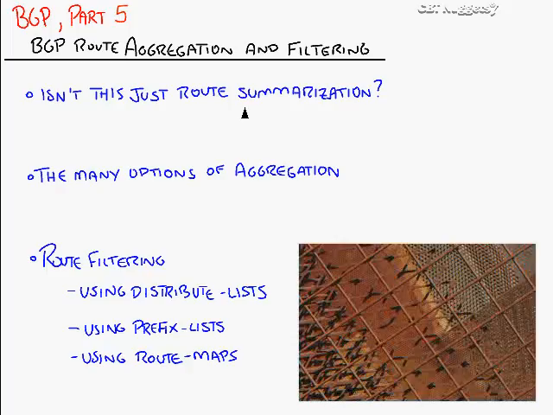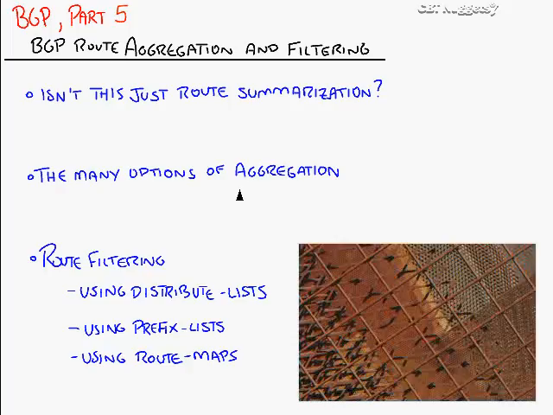Now, that's the first thing I want to tackle. When you say BGP route aggregation, people just say, well, isn't that just route summarization? Hopefully it is. Hopefully it stays that simple. However, there are many options of aggregation that we're going to go through, and you're going to see a lot of stuff that you may not have expected. I guess that's the best way I could put it, because it's not things that you would expect to see every day, but things that can happen.